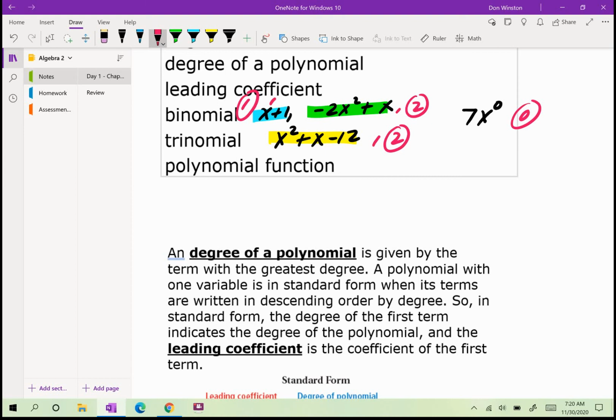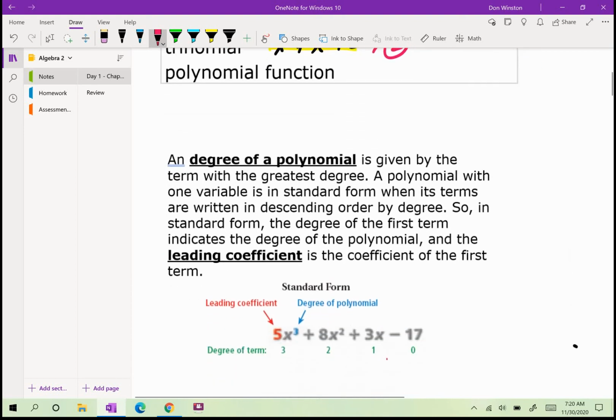All right, so the degree of a polynomial is given by the term with the greatest degree. A polynomial with one variable is in standard form when its terms are written in descending order by degree. So in standard form, the degree of the first term indicates the degree of the polynomial, and the leading coefficient is the coefficient of the first term.